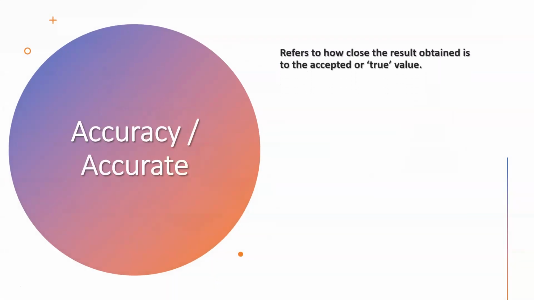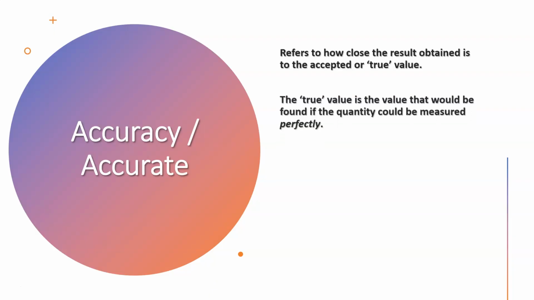So starting off with accuracy, or accurate. The word accuracy refers to how close the result obtained is to the true or accepted value. The true value is what would be found if the quantity could be measured perfectly. So if you could do whichever investigation you're doing absolutely perfectly, what would the true value or true result be? And then how close your value is, is how accurate it is. The closer to the true value, the more accurate.